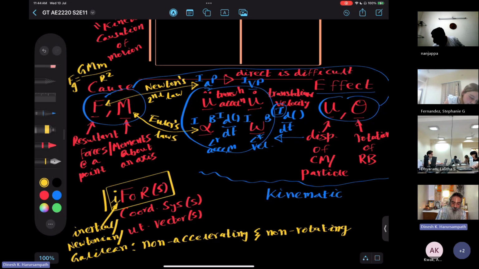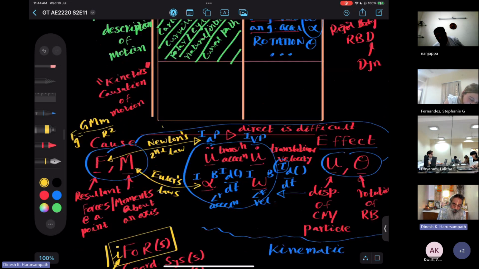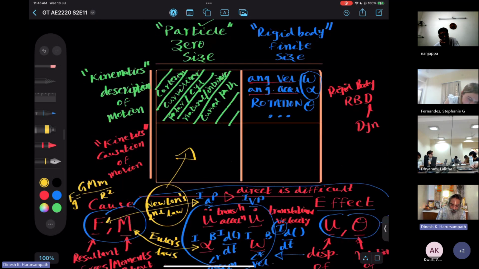So all of these things that we're talking about here, Newton's laws, for example, will be the primary thing over here in the kinetics of particles, and Euler's laws become critical in the kinetics of the rigid body. So even though we knew parts and parcels of some of these things, I just wanted you to revisit this bigger picture to make sure that you're aware of what we are looking at over here.